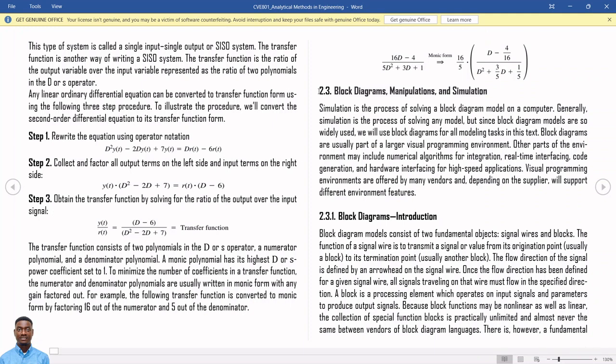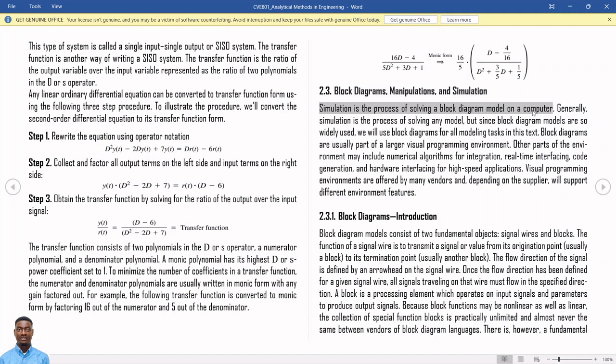So the next subtopic we'll be looking at is block diagram manipulation and simulation. Simulation itself is the process of solving a block diagram model on a computer. But generally, simulation is the process of solving any model. In the context of this course, simulation refers to the process of solving a block diagram model on a computer.